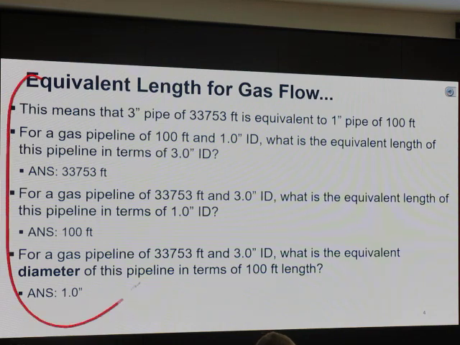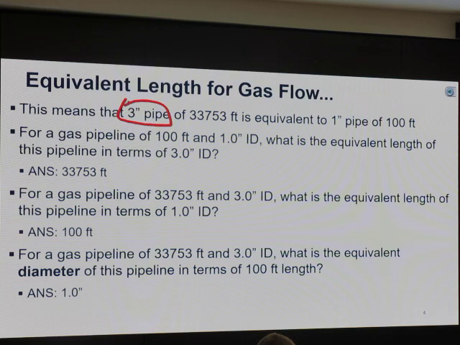This tells you what is the equivalent diameter. The equivalent diameter means the diameter that gives the same pressure drop. The equivalent length means the length that gives the same pressure drop. Okay. I found, using some kind of calculation, that a 3-inch pipe of 30,000 feet gives me the same pressure drop as the case of a 1-inch pipe of 100 feet. Do you believe me? Yes, that's what I found.